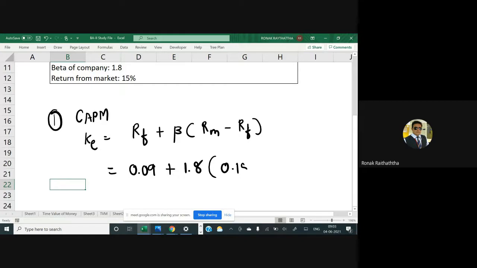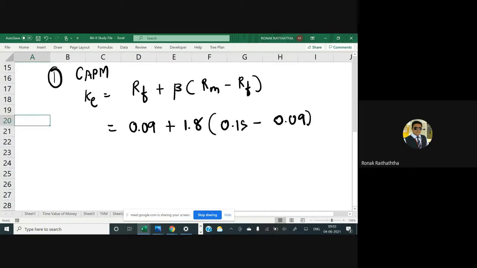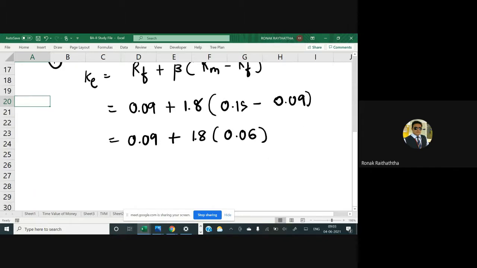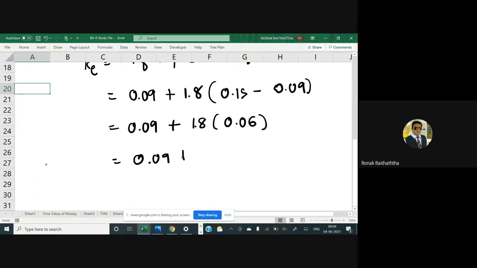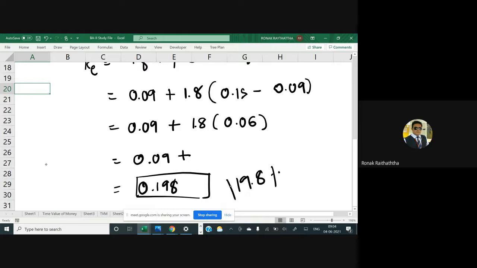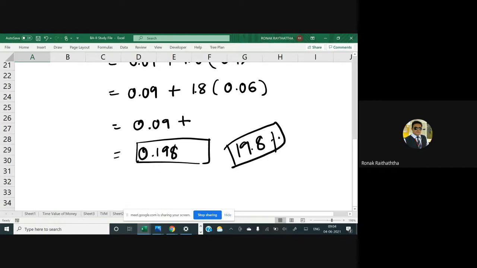0.15 is the return from the market, minus 0.09, the risk-free rate we are aware of, equals 0.09 plus 1.8 multiplied by 0.06. 0.09 plus, can someone tell me the final answer please? 0.198. If I convert that into percentage, my friend, we get 19.8% as per CAPM.